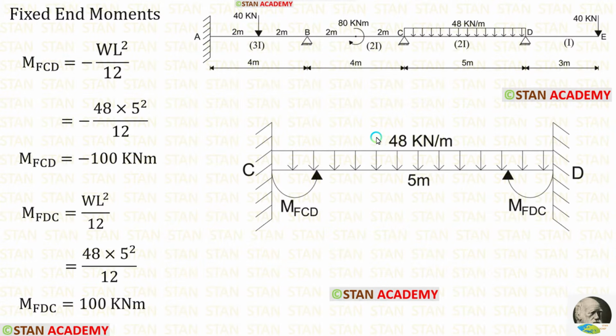Now let us find the fixed end moments in the span CD. In the span CD, there is UDL 48 kN per meter and it is acting for the full span. The formulas for the fixed end moments are minus WL square upon 12 and positive WL square upon 12. Using the formulas, we are getting M of CD and M of DC. We have calculated the fixed end moments in the spans AB, BC and CD. No need to find the fixed end moments in the overhanging span.